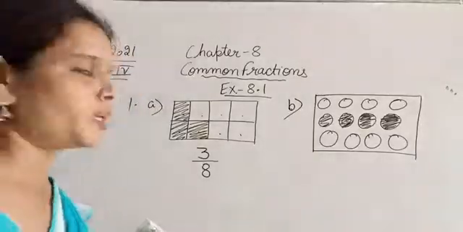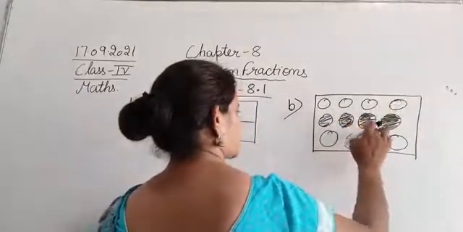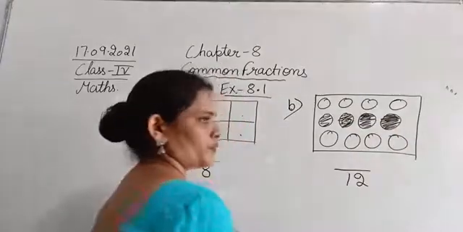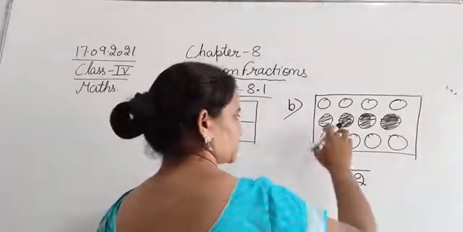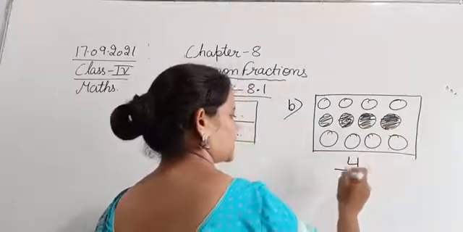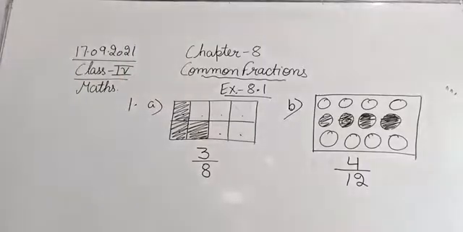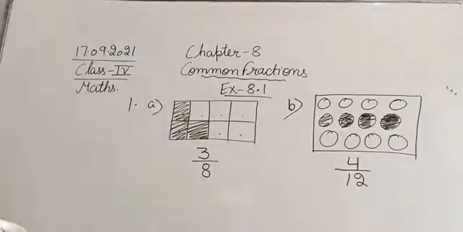What is the fraction of the shaded part? The total number of balls: 1, 2, 3, 4, 5, 6, 7, 8, 9, 10, 11, 12. So the total is 12. Out of these 12, how many are shaded? 1, 2, 3, 4. 4 balls are shaded. So the fraction of the shaded balls is 4 upon 12. Out of 12, the 4 balls are shaded. Clear?